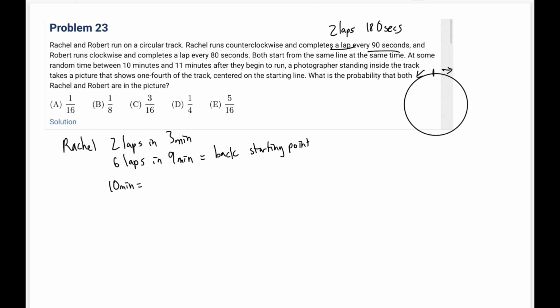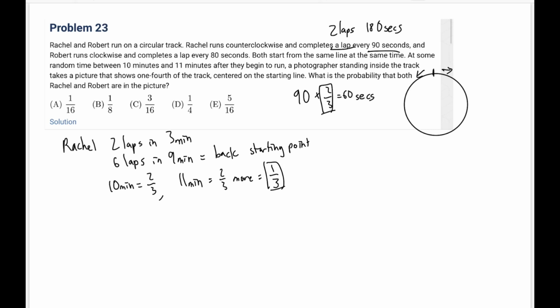So 90 times 2 over 3 is 60, right? 60 seconds. So 60 seconds will be 2 over 3 of the whole track. And then 11 minutes will be 2 over 3 more, right? So this is 2 over 3 more. This is 1 over 3.